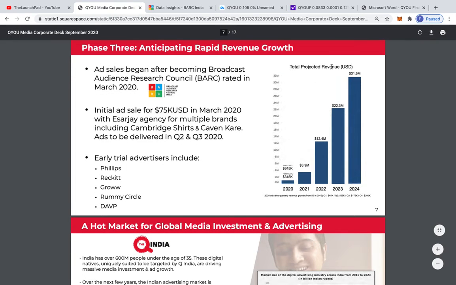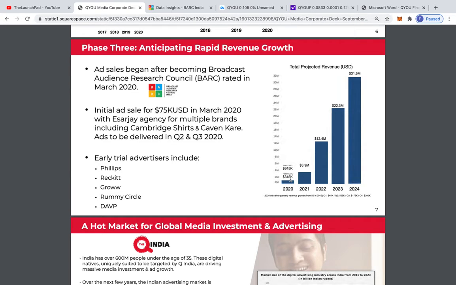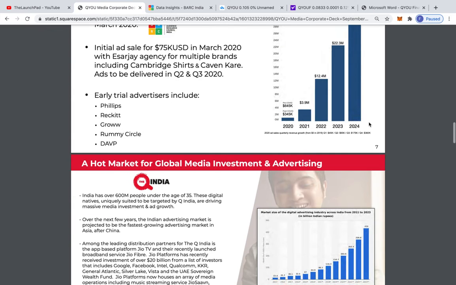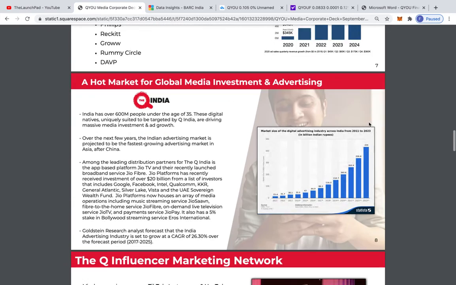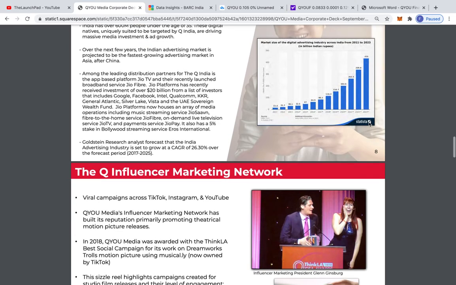Here's some total projected ad revenue. As you can see, current ad revenue post-COVID is a measly $345,000. That is projected to grow to $31.5 million in just 4 years. Think about that, guys. That's really insane stuff.